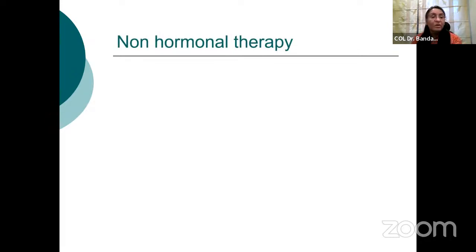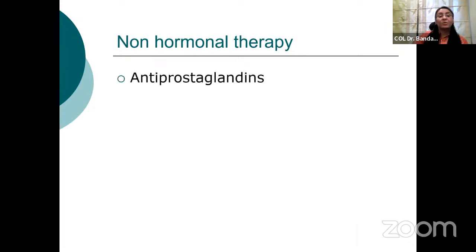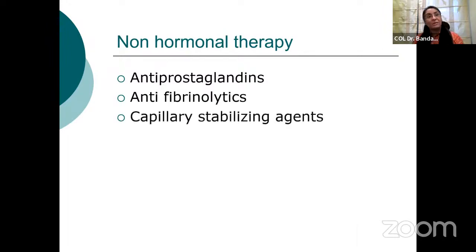So having covered the hormones, now we come on to the non-hormonal therapy. I hope the inputs are not too much, because these things, however, have to be told to all of you, because you'll need to understand the various modalities of treatment. The non-hormonal therapy is very simple. We have antiprostaglandins, then we have antifibrinolytics, and we have capillary stabilizing agents. 3 categories.